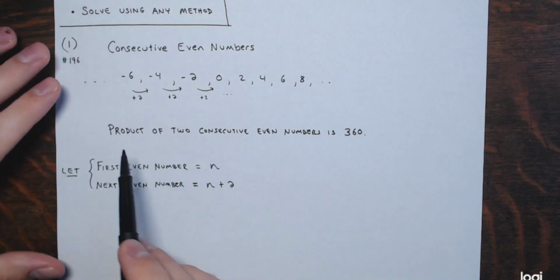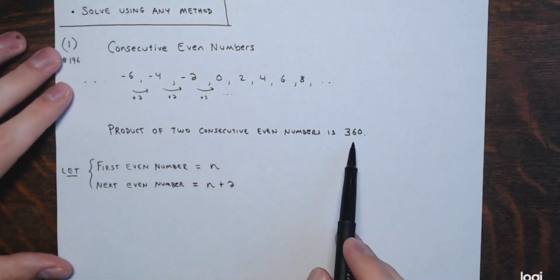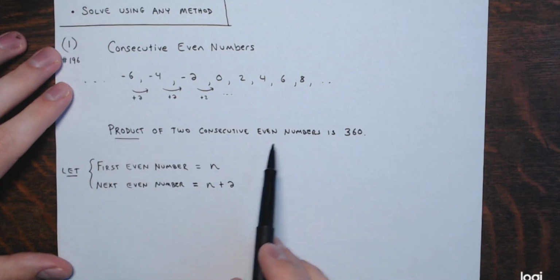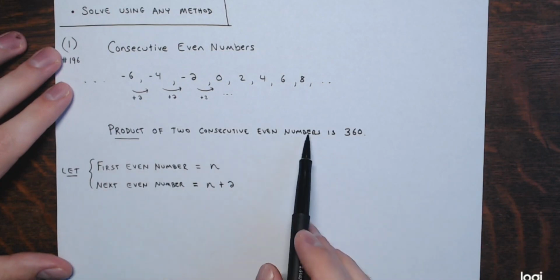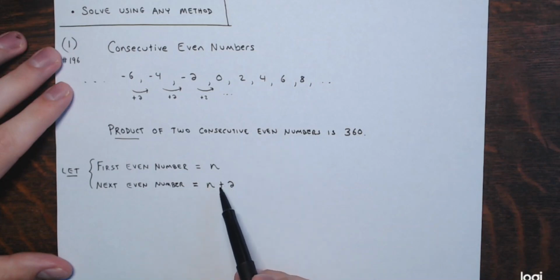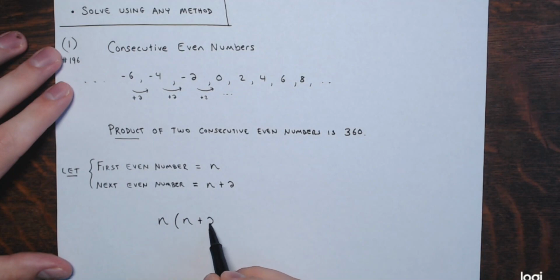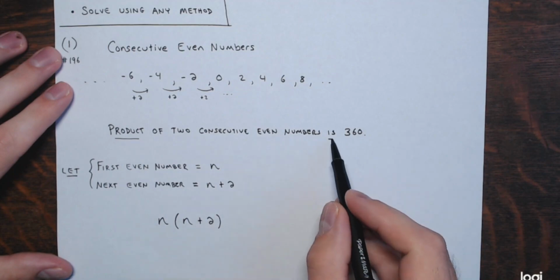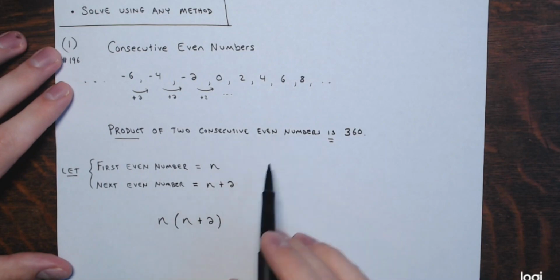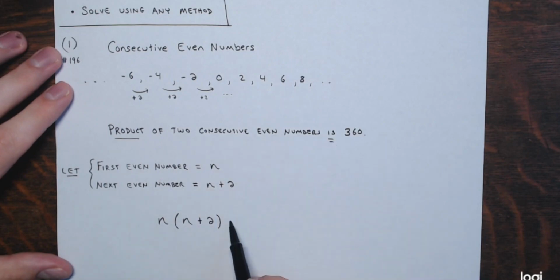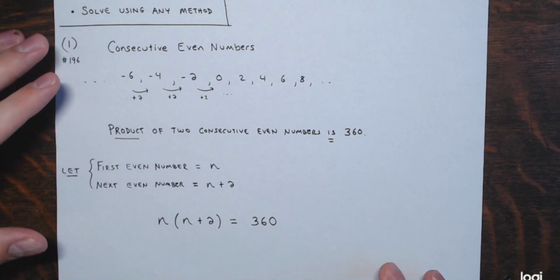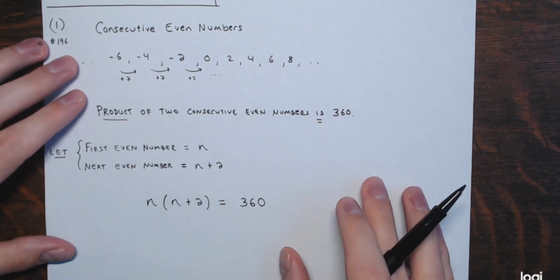So watch, right? So look, I got the sentence right here. The product of these two numbers, and the two consecutive even numbers are n and n plus 2. Product means I'm multiplying them. So we have n times n plus 2, and then, right, the product of two consecutive even numbers, n times n plus 2, equals 360. All right, and then I'm going to solve this for n.